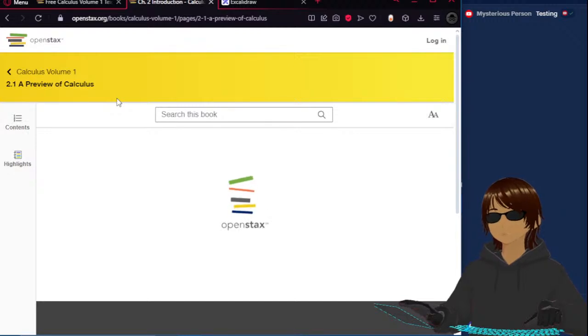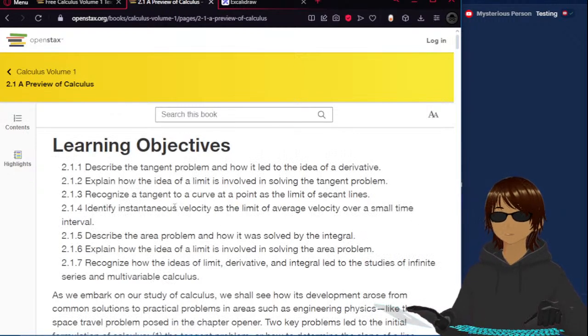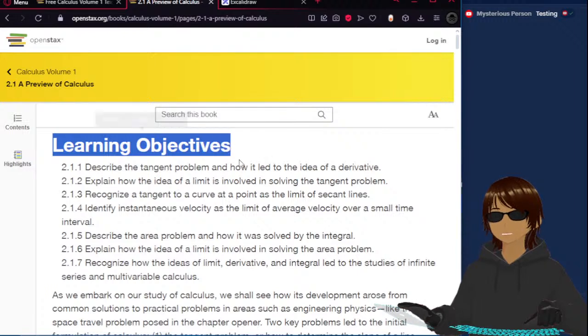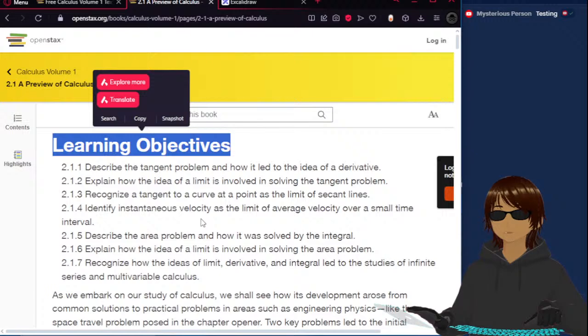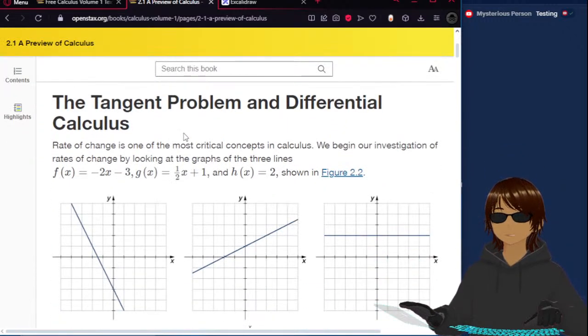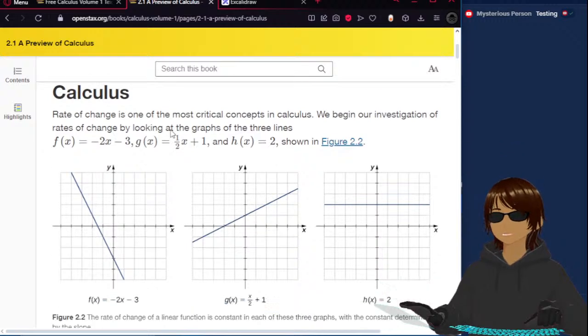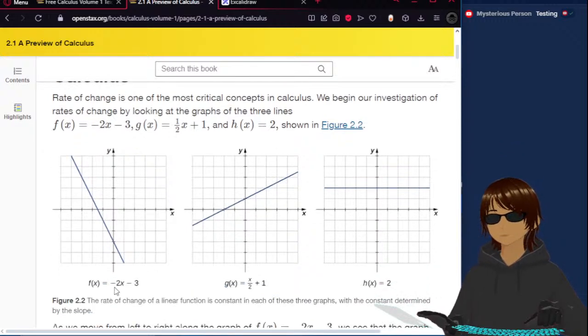Learning objective: describe the tangent problem. Explain the idea of a limit. Let's go to the tangent problem and differential calculus. Rate of change is one of the most critical concepts in calculus. We begin our investigation of rate of change by looking at the graph of three lines: minus 2x minus 3, x over 2 plus 1, and 2.